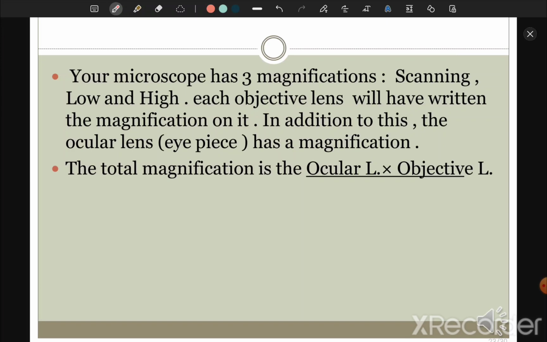Your microscope has three magnifications. I mean the compound microscope: the scanning, low and high. Each objective lens will have its magnification written on it. In addition to this, the ocular lens, the eyepiece, has a magnification. So the total magnification, when you see the tissues, is the magnification power of the eyepiece multiplied by that of the objective lenses.